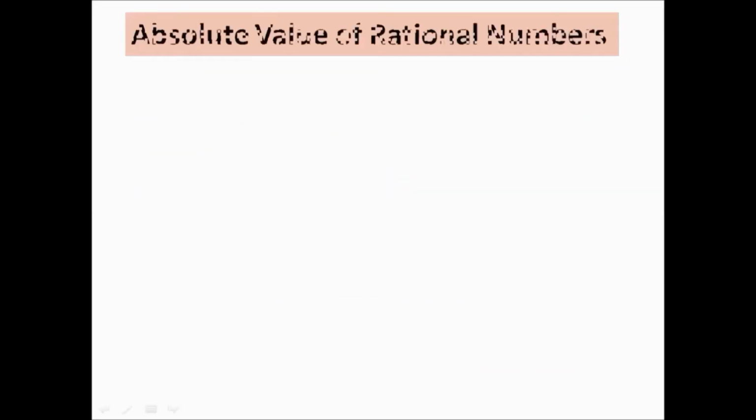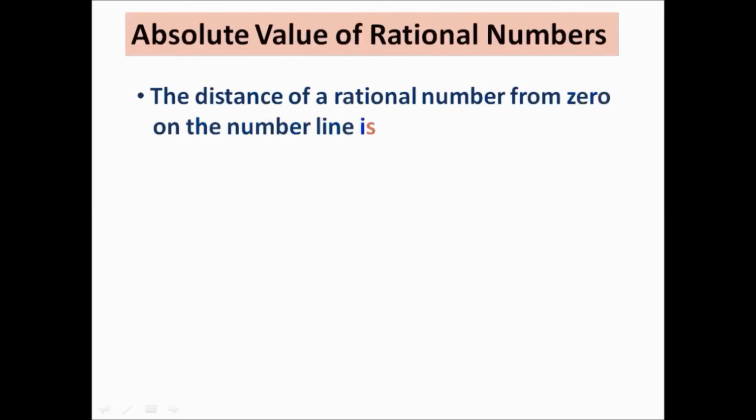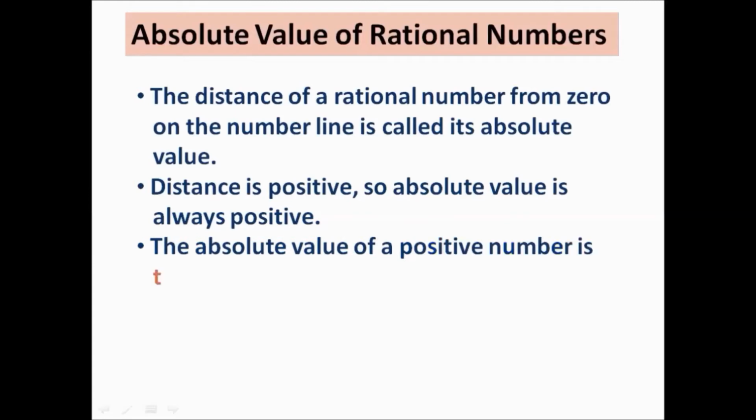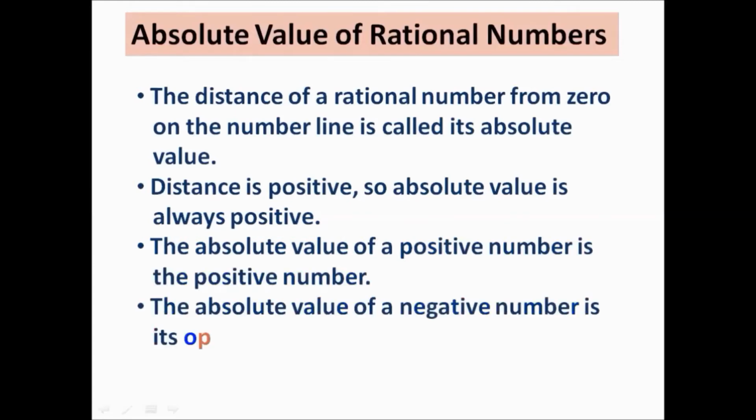The next topic that we are going to cover in this video is absolute value of rational numbers. The distance of a rational number from 0 on the number line is called its absolute value. The absolute value of a rational number is the number itself regardless of its sign. Distance is positive, so absolute value is always positive. The absolute value of a positive number is the positive number. The absolute value of a negative number is its opposite, that is positive number.